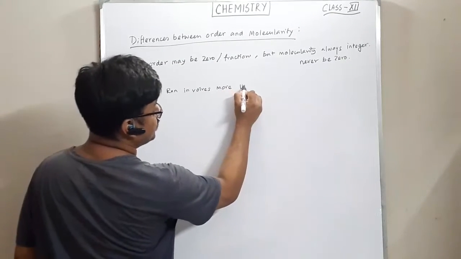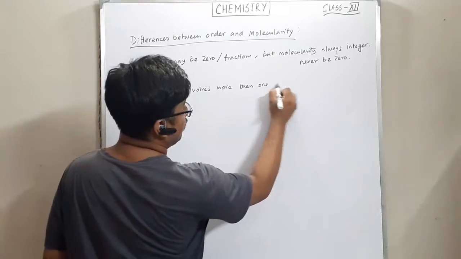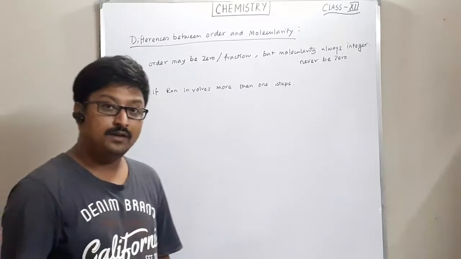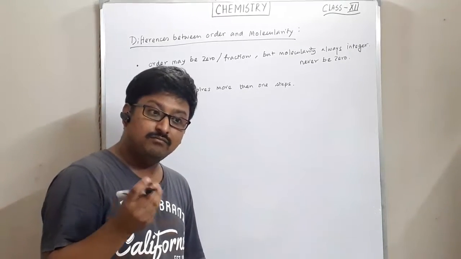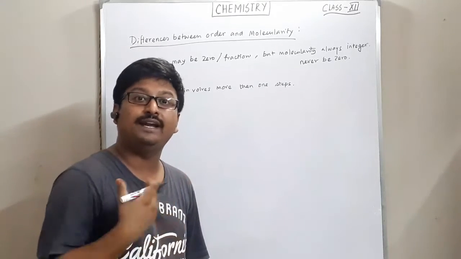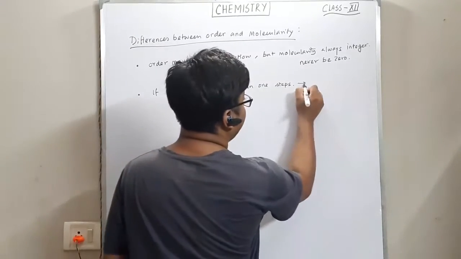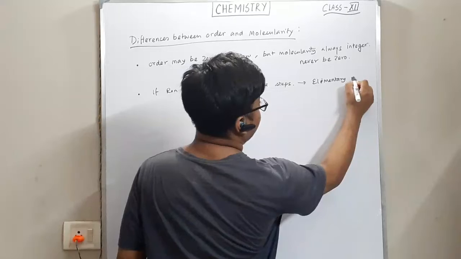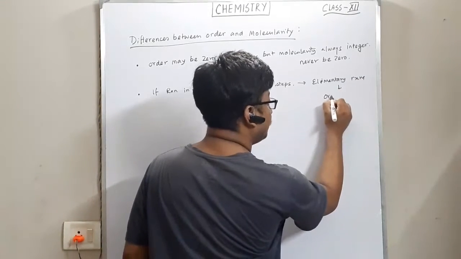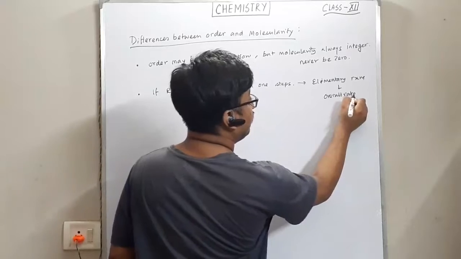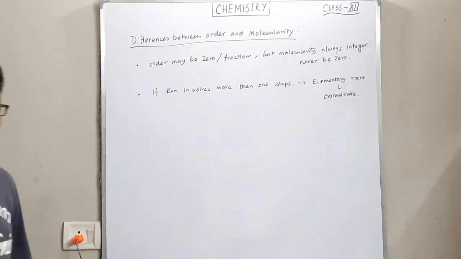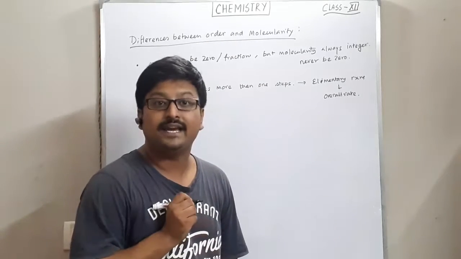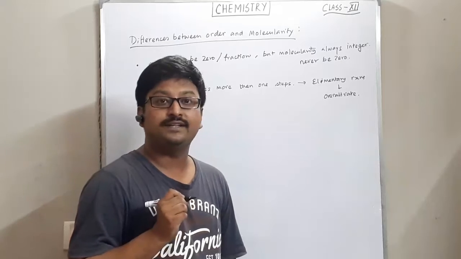Okay. Number two, if the reaction involves more than one step, then how will we get the rate? By adding the elementary reactions. From the elementary reactions, we will get the overall rate. Correct? But in such cases, molecularity cannot be decided by the overall reaction.